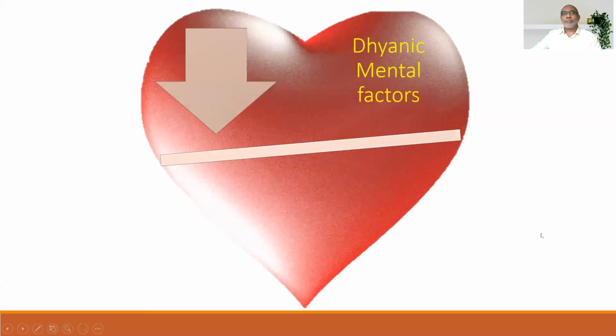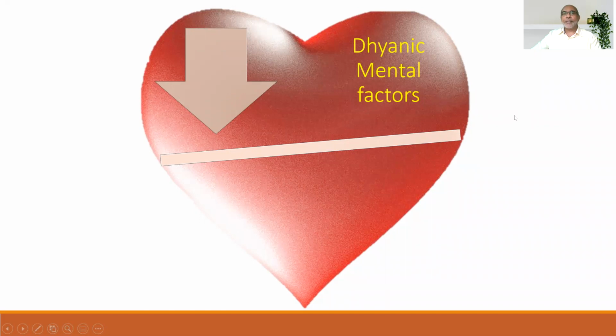Okay, then about the balance of the factors in the mind. When five hindrances are being suppressed gradually, five other factors take over. Actually, they are good factors. They take over your mind. What are those five? We need to identify now. They are called jhanic or dhyanic mental factors.